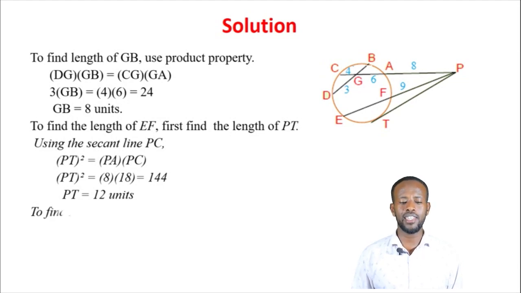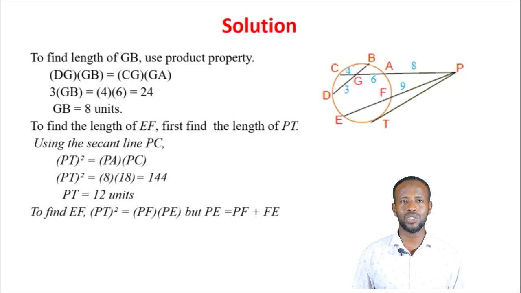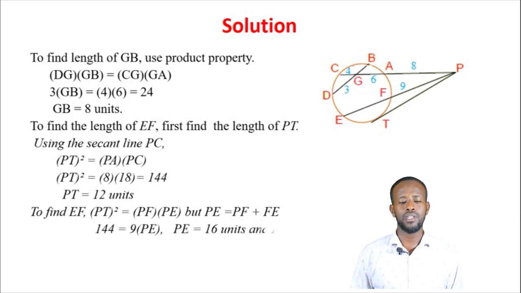Okay, to find EF, the same methodology. BT square is equal to what? PE times PE. And from this we will get that PE is equal to 16 units total. That means the whole second line BE is 16. If one part is 9, what will be EF? It will become 7 units.